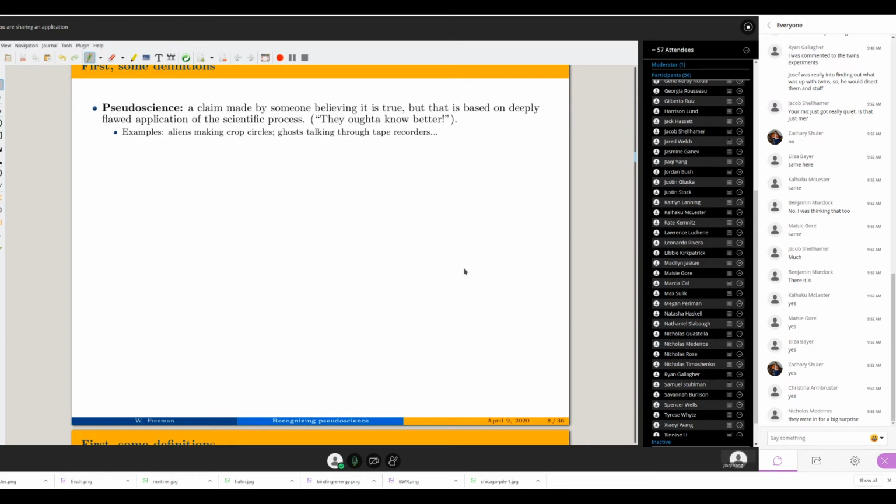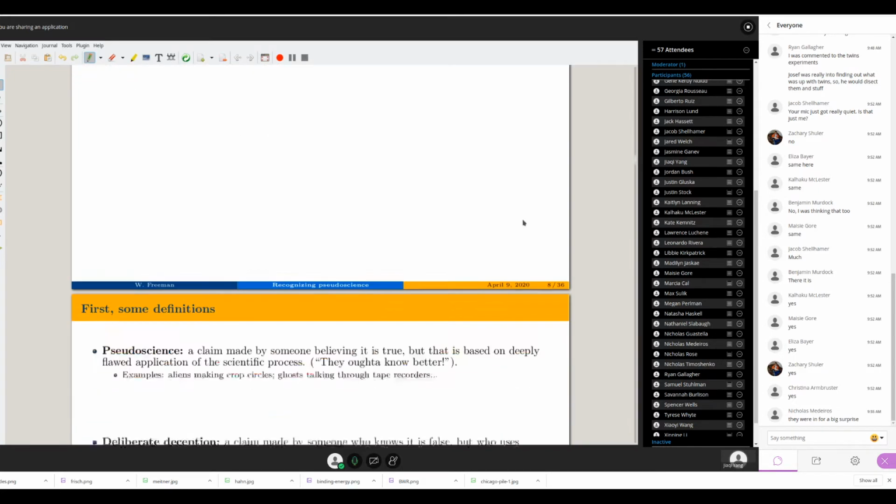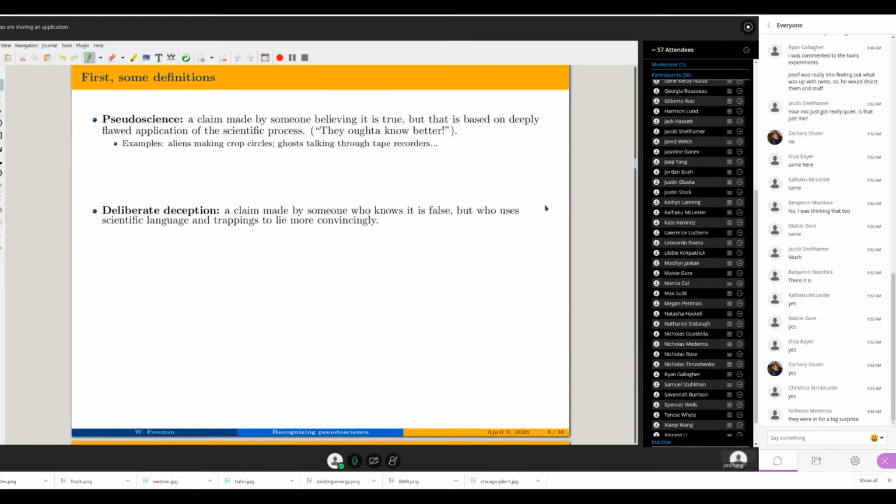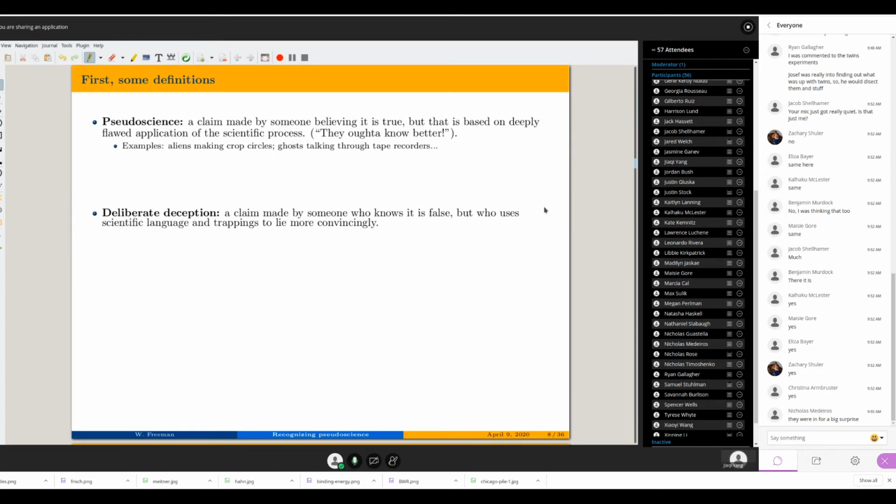Other examples: aliens making crop circles, ghosts talking through tape recorders, all of these things, the TV show Ancient Aliens. The second category here is people being more nefarious. Someone making a claim who knows it's false, but is trying to support their deception by wrapping it in the language and trappings and appearance of honest science.